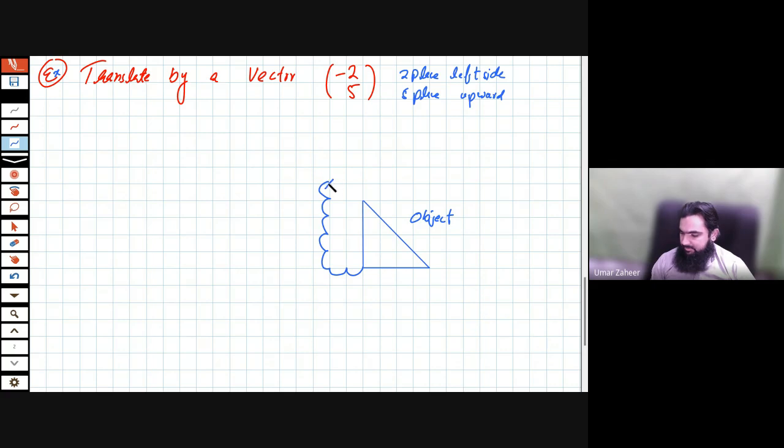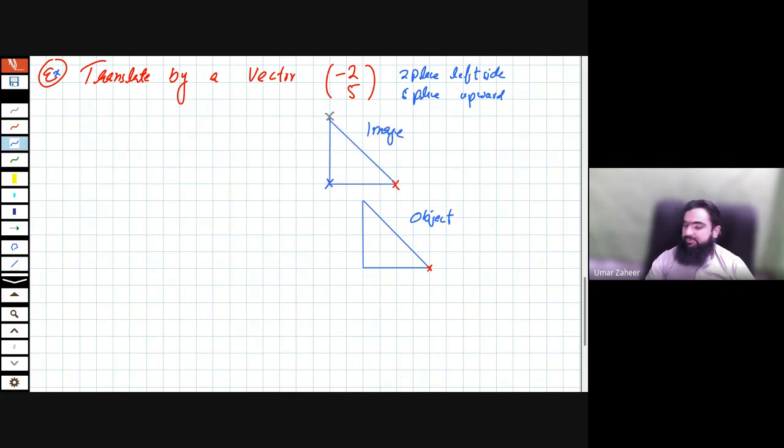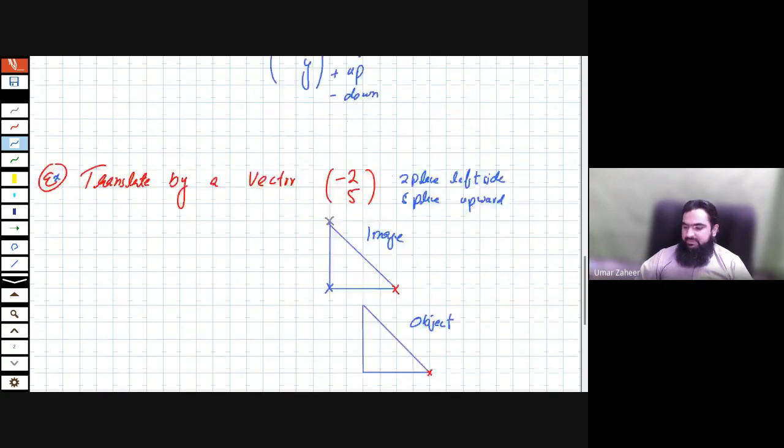So this point is going to be over here. Now the second point: 1, 2, then 1, 2, 3, 4, 5. This point is going to go here. In the same way, this point: 1, 2, then 1, 2, 3, 4, 5. Any question up to here? Now just join them. So that is your image after the translation of vector (-2, 5).